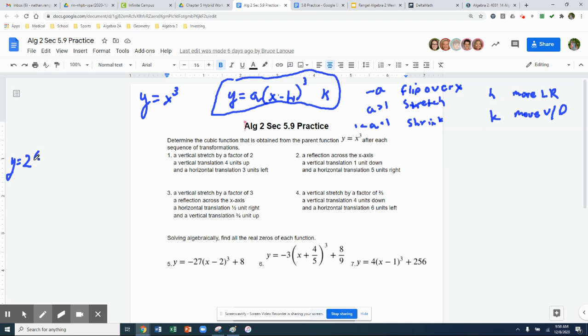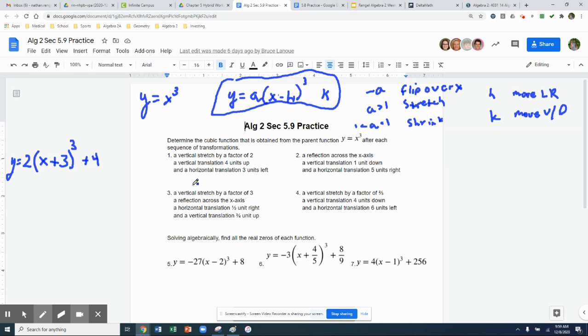So I'm going to open up parentheses to represent that h value. I'm going to have x. Now, anytime I'm moving left, I have to kind of think backwards. Moving left with these transformations in my function is going to be an x plus 3. That's going to be 3 units left. Then I'm dealing with a cube function, and then 4 units up is going to be a plus 4. So there would be my representation of number 1. So number 1, I'd have y equals 2 times x plus 3 cubed plus 4 is going to be my result.